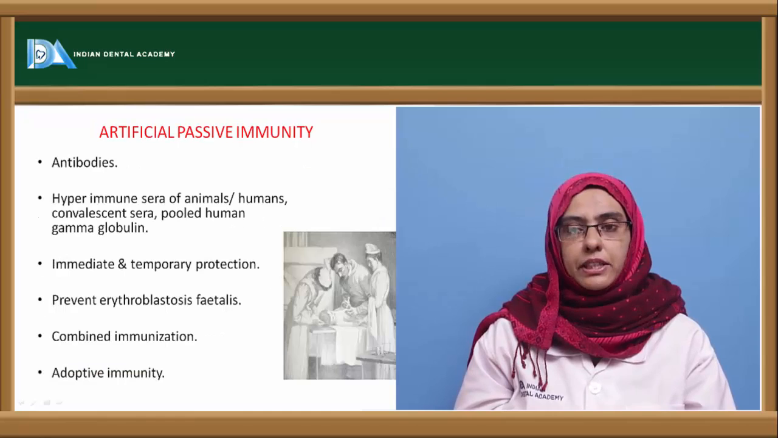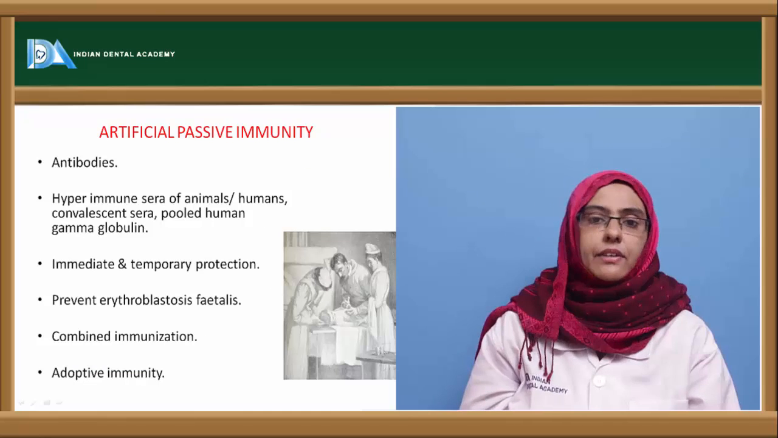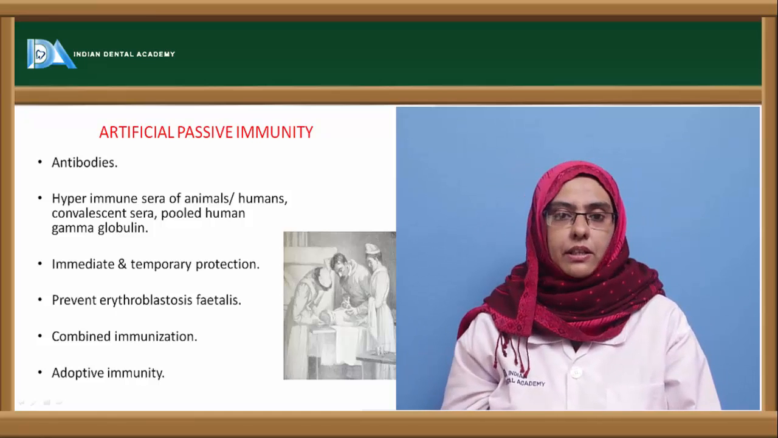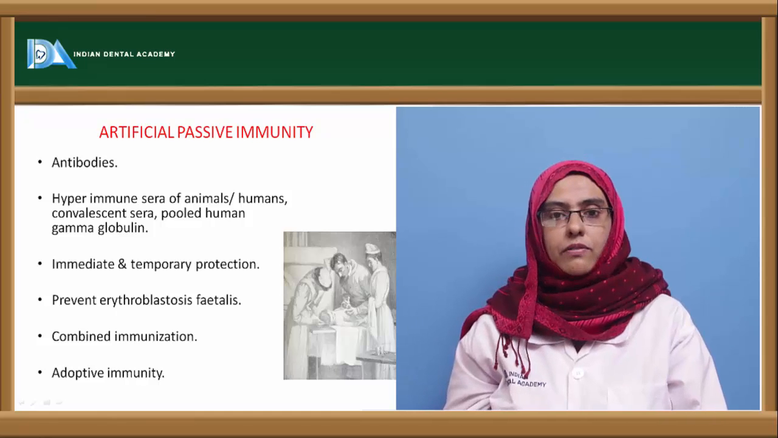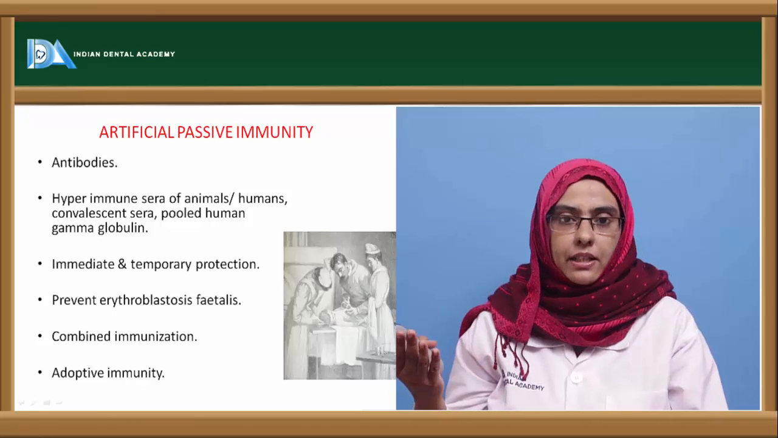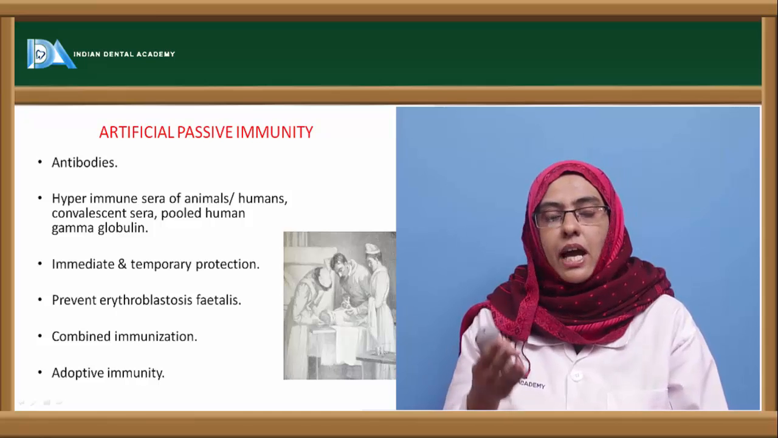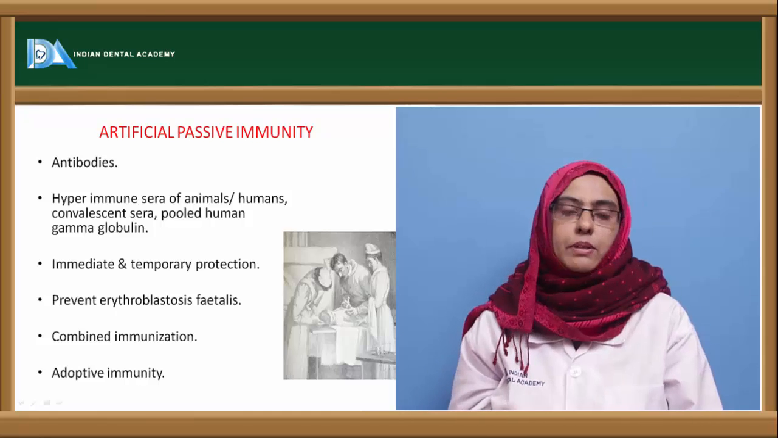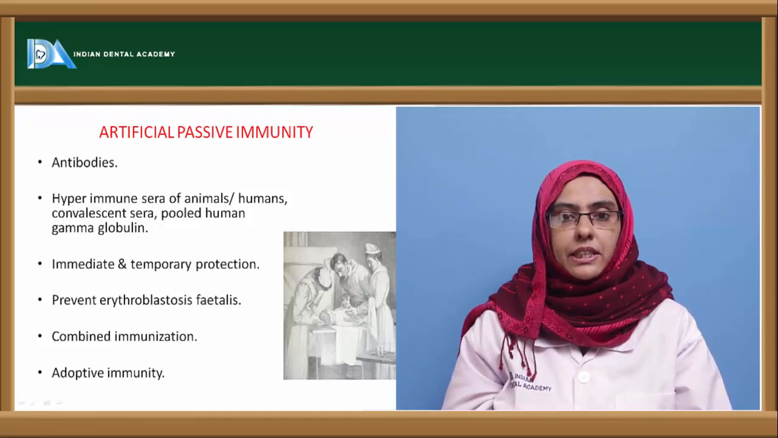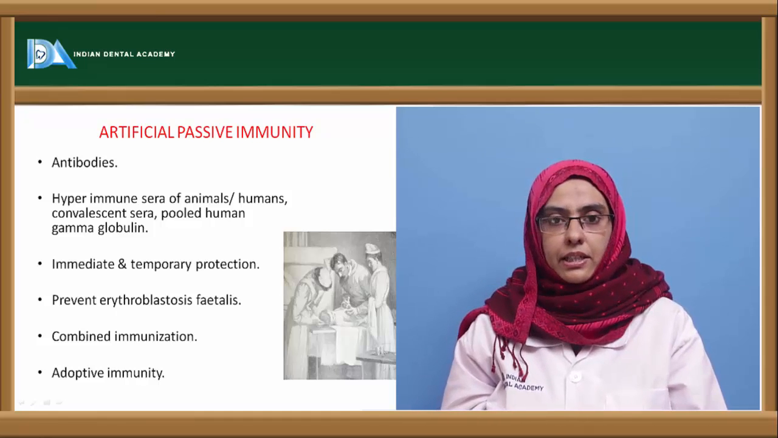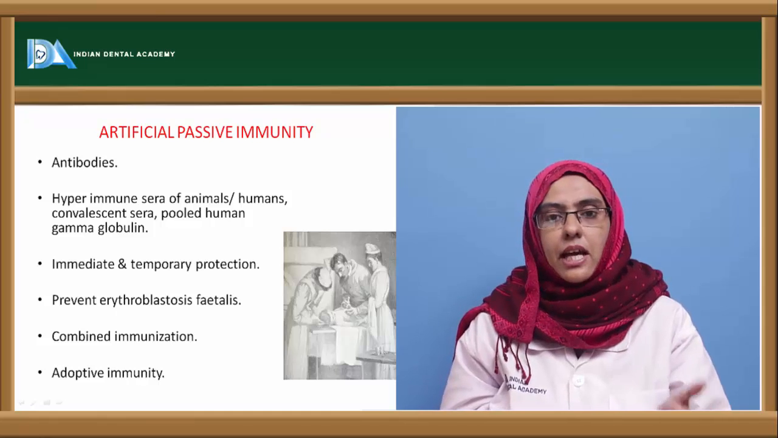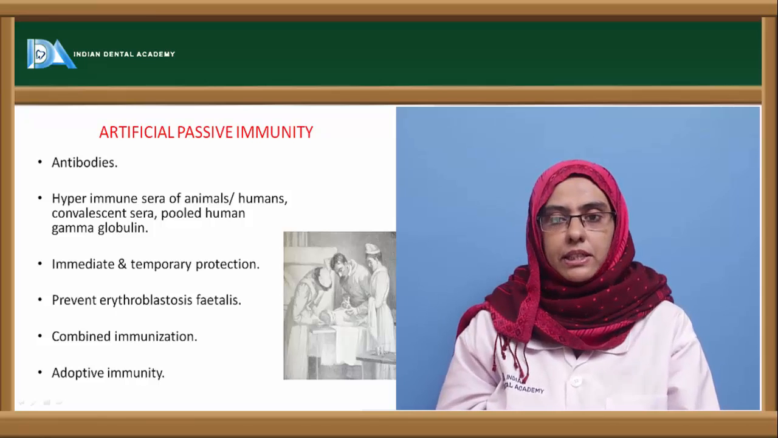Next is artificial passive immunity. Here we give antibodies that are prepared in the laboratory, from horse serum, from an experimental animal, or from humans who voluntarily come forward to give antibodies. So antibodies are preformed in the laboratory and given to patients suffering from conditions such as snake bites. Immediately they have to be given certain types of antitoxins, right? So the antibodies act as antitoxin to protect against the snake venom.